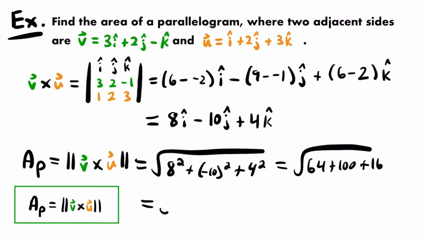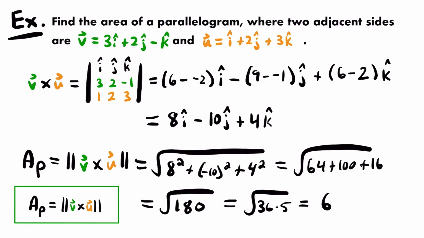So this is equal to the square root of 180, which we can simplify since 180 has a factor that is a perfect square. 180 is equal to 36 times 5, and you can check me on that. If you plug this into a calculator, 5 times 36 is 180, and 36 is the square root of 6. So we could say that this is equal to 6 square roots of 5. And that right there will be the area of the parallelogram where two adjacent sides are vector v and vector u.